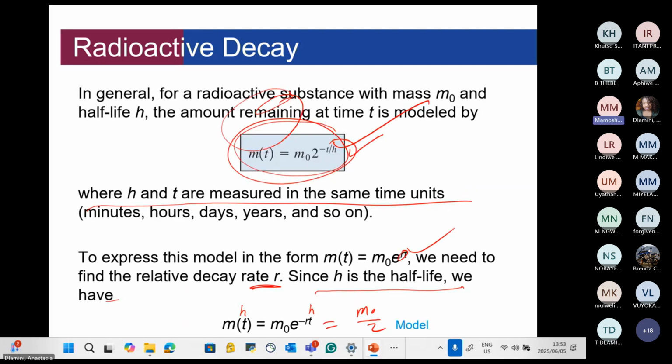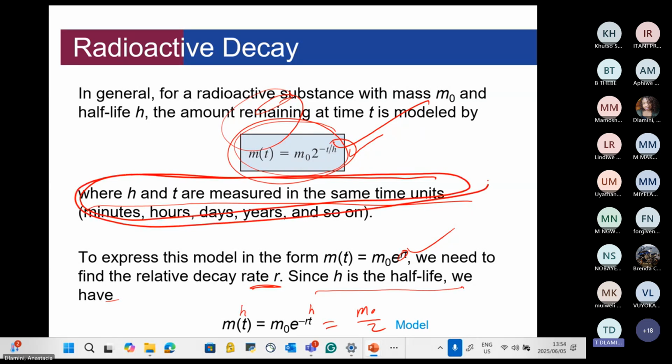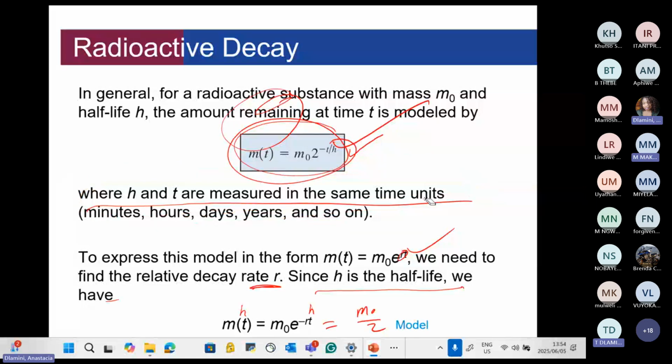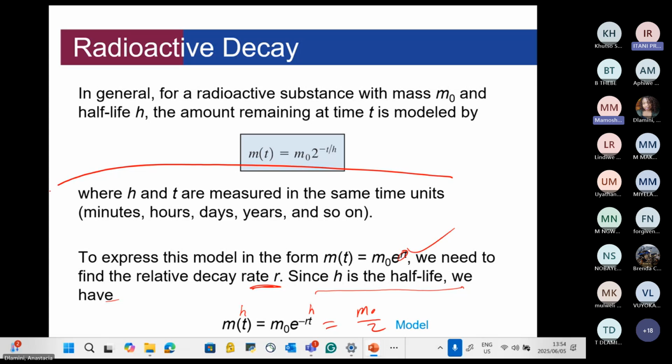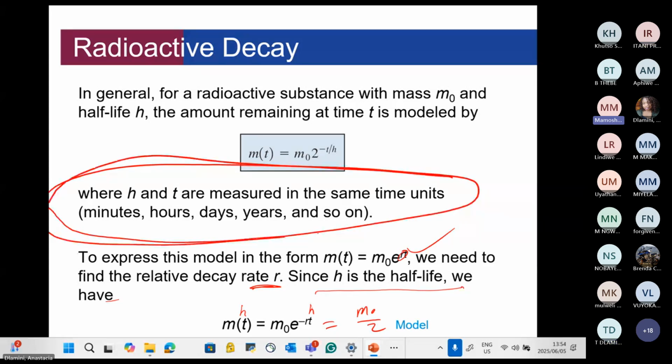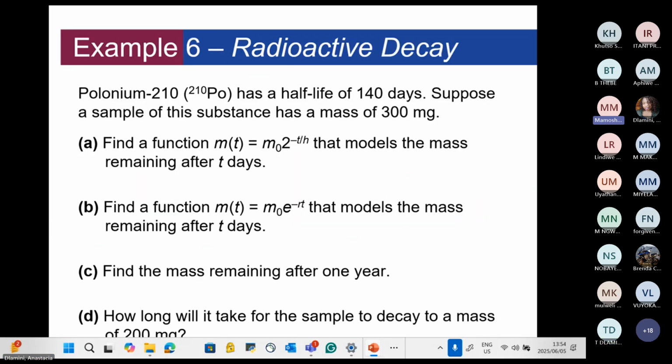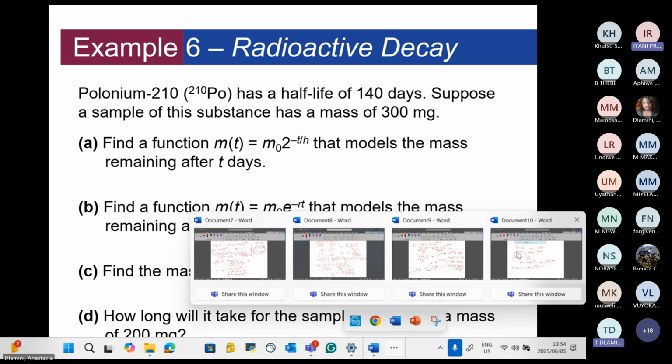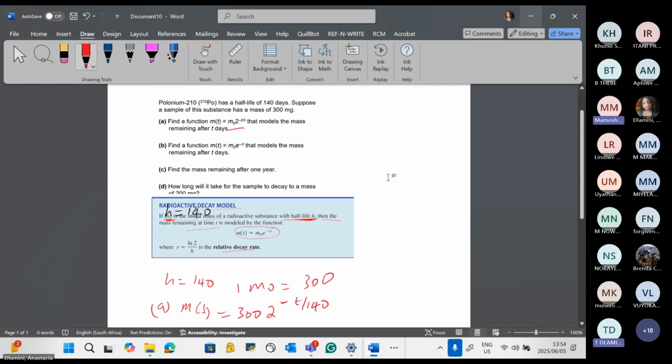I stand on this one, unless we're supposed to make it a half, I don't know. But I think 365 is actually the one we're supposed to substitute. Yeah, you are right. It even says where H and T are measured in the same time units: minutes, hours, days, years, and so on. We're given that H is measured in days, so it's 365, obviously.